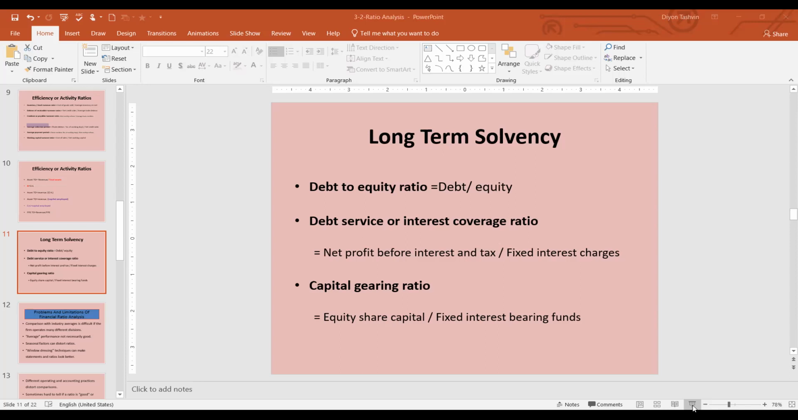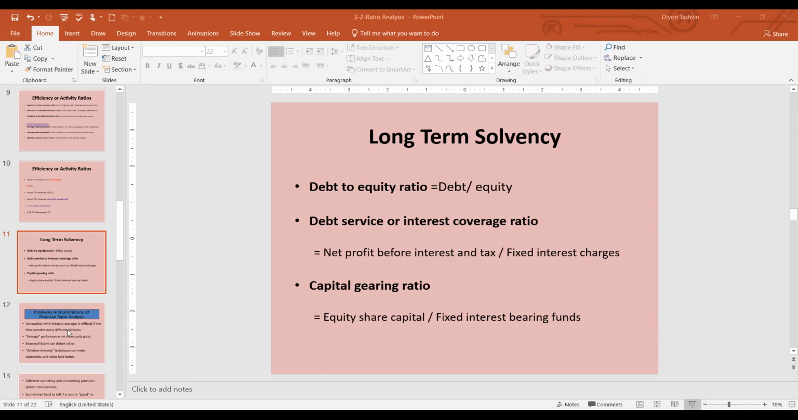Then we can take the capital gearing ratio. How are we going to take the capital gearing ratio? From the equity shares, we are going to divide by the fixed interest bearing funds. In other words, from the equity, we are going to divide the debts in the capital gearing ratio.